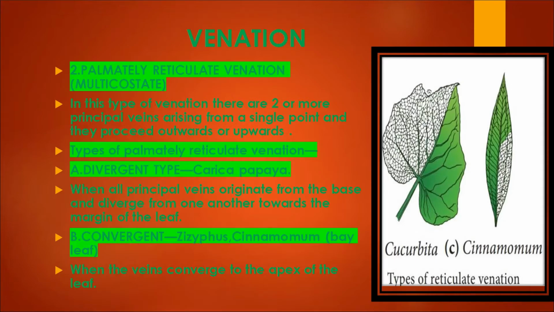Types of palmately reticulate venation: again there are two types. First one is the divergent type, another one is the convergent type. Divergent type you can see in the papaya leaf, where the principal veins originate from the base of the leaf and diverge from one another towards the margin. In convergent, the veins start from the base of the leaf and converge once again at the end of the leaf. Examples, Ziziphus and Cinnamomum, that is bay leaf.